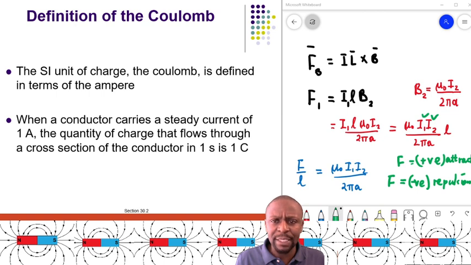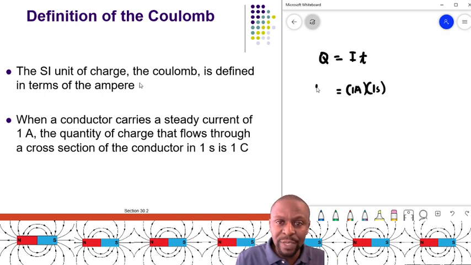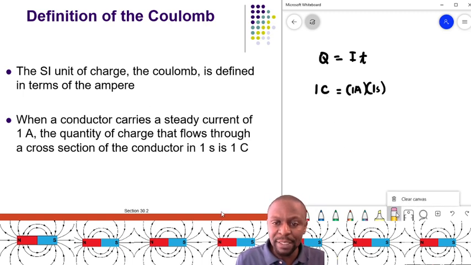Right. Now, the SI unit of charge is defined in terms of the ampere. When a conductor carries a steady current of 1 ampere, the quantity of charge that flows through a cross-sectional area of the conductor in 1 second is 1 coulomb. That is the case due to the previous equation that we have done in the previous chapter. For example, we have seen that the charge is just given by the current times t. If we have 1 ampere and 1 second, we are just going to have one coulomb. That's what the ampere is.